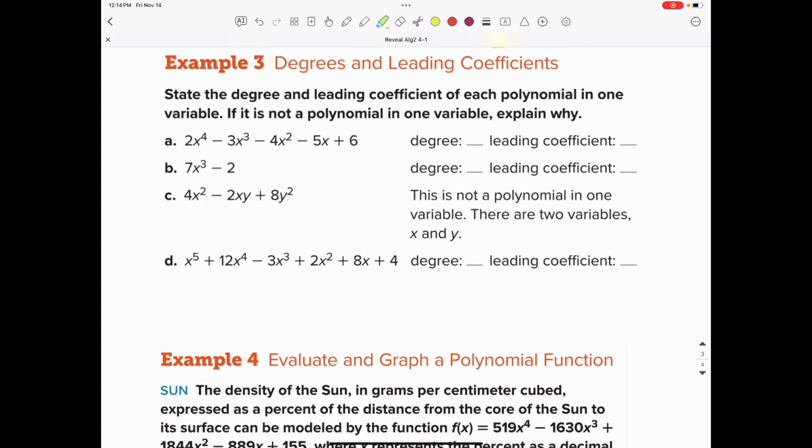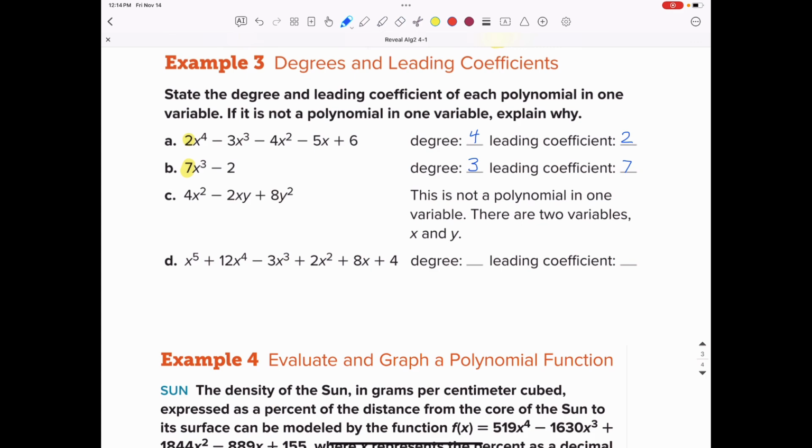So you look at part A. Part A, the degree is going to be the highest exponent. The highest exponent is a 4, so the degree is 4. And the leading coefficient is going to be the number that it leads off with, assuming it's in descending order of exponents, and it's that 2. So the leading coefficient is a positive 2. Part B is 7x to the third power minus 2. This has a degree of 3. That is the only exponent you see, a degree of 3. And the leading coefficient, the coefficient with that highest exponent, is that 7. So the leading coefficient is 7.